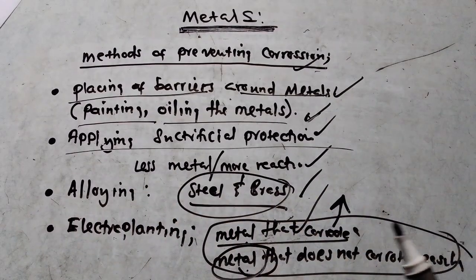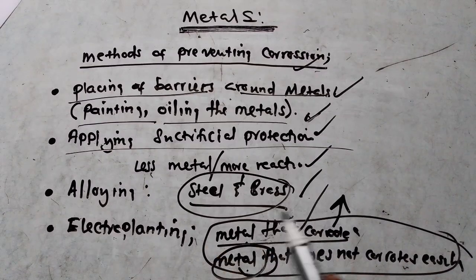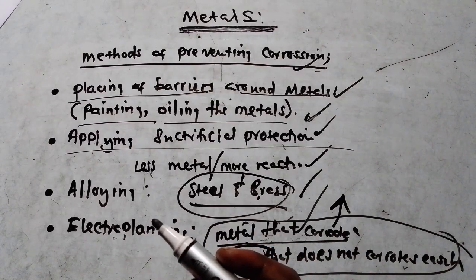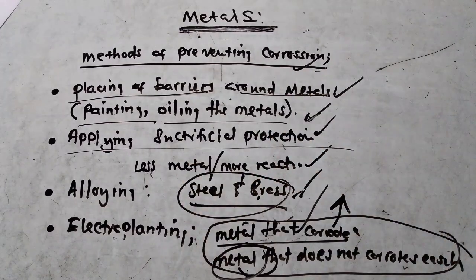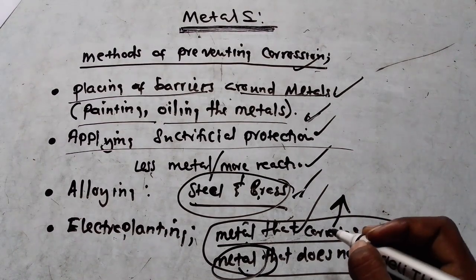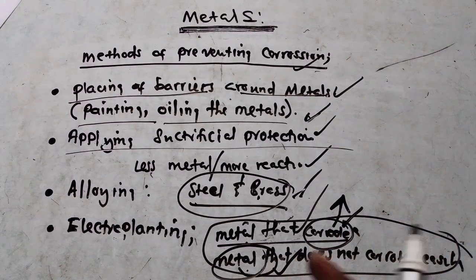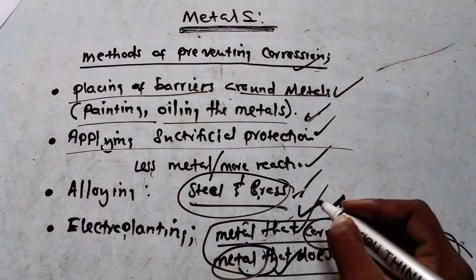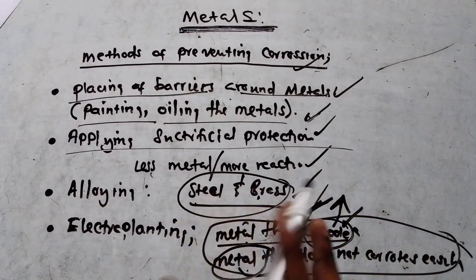You also apply sacrificial protection: less reactive metals and more reactive metals, you combine them. Alloying: steel and brass, if they are non-rusting alloys, you combine them. By so doing, you are preventing corrosion. Then we also have the electroplating method. That's where we bring the metal which can corrode easily and the metal that cannot corrode easily, then you marry them together using electricity. By so doing, you are preventing your metals from corrosion.